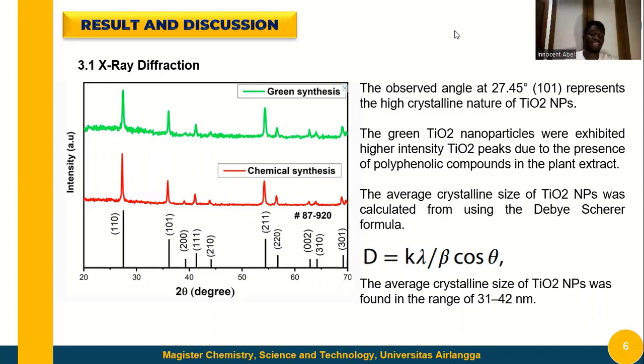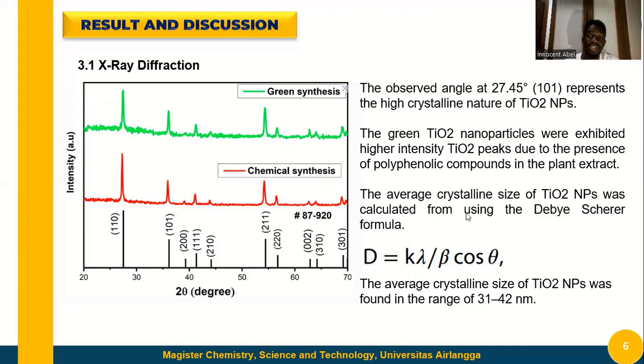So from the XRD, we can see that the observed angle at around 27.5 represents the high clustering nature of titanium dioxide nanoparticles. So this is the characteristic of titanium dioxide nanoparticles on the XRD. And also we can see that the green titanium dioxide nanoparticles were exhibiting high intensity due to the presence of polyphenolic compounds in the plant extract. So that's why you see that its intensity is higher compared to the red one, which implies chemical synthesis.